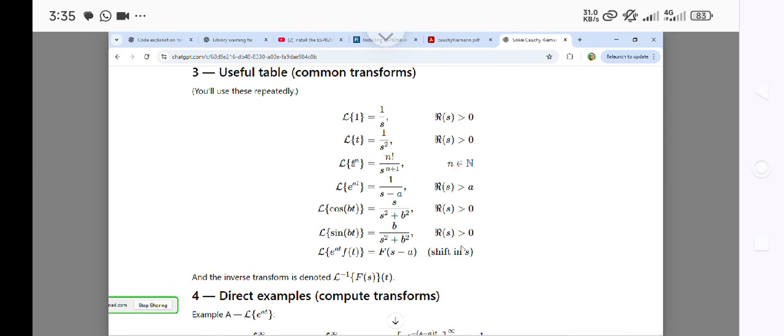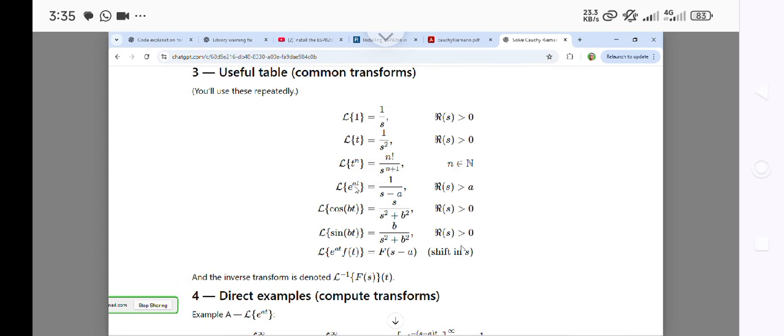Laplace transform of t raised to the power n is n factorial over s raised to the power n plus 1. Now see, if this n was 4, this would have been 4 factorial over s raised to the power 4 plus 1, which is 5. So that means it's 4 factorial over s raised to the power 5. You can also say 24 over s raised to the power 5, because 4 factorial is 4 times 3 times 2 times 1, which is 24.